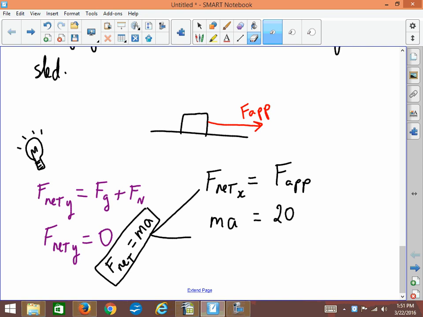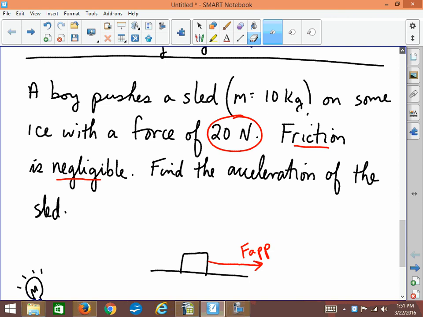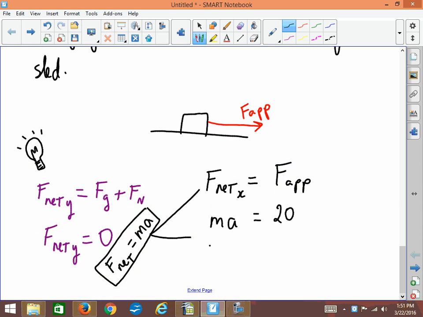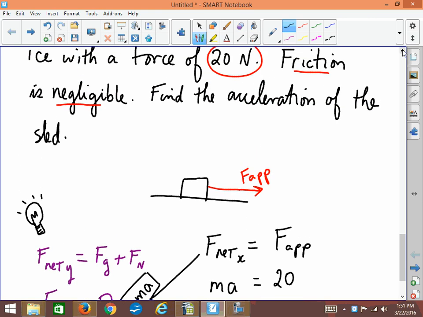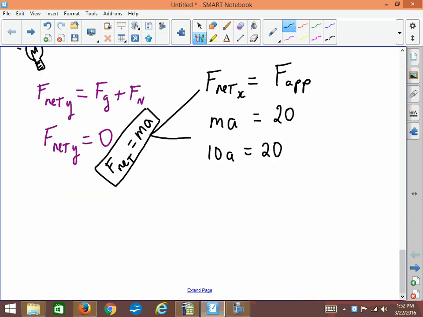And I recall that the mass of the sled was 10 kilograms, right here, 10 kilograms. So I can put that in where I see m now. And so you see what happens. I get 10 times a equals 20. And the question asked me for the acceleration of the sled. And I can find it now. If I divide both sides of this equation by 10, I get a equals 2. 2 meters per second squared.